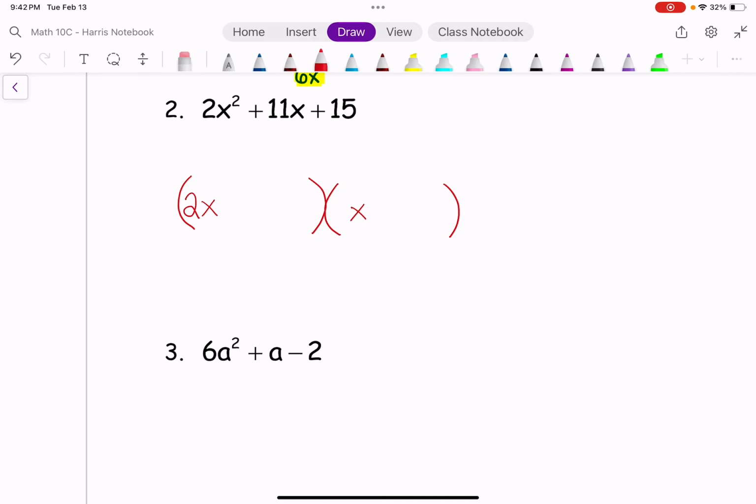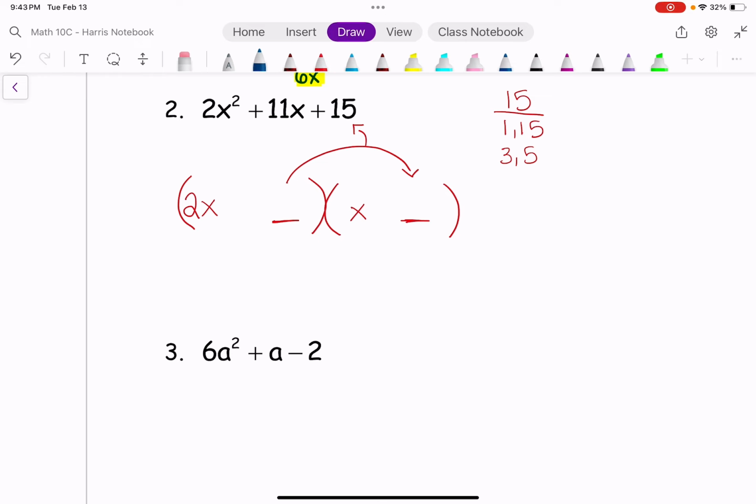I'm good. Okay, I know that whatever this term is here and this term is here, when they're multiplied together, they have to give me 15. Okay, so I'm going to think of the factors of 15. So I have 1 and 15, and I have 3 and 5.